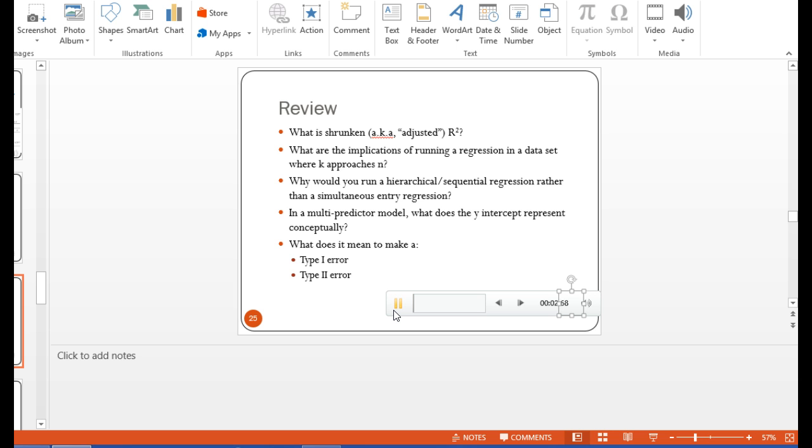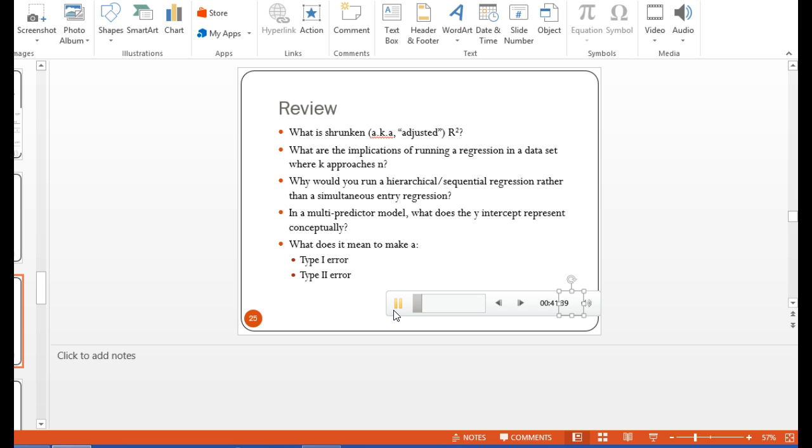Moving along, shrunken or adjusted R-squared is basically a correction that we apply to our observed R-squared that is important to do when we have an artificially inflated observed R-squared due to too many predictors in our model. So when we have too many predictors in our model, and as k is approaching n, oftentimes we'll have a very large R-squared, but it won't be significant. So if that ever happens to you in the future, that should be a red flag to you to know that there are too many predictors in your model and that they need to be reduced.